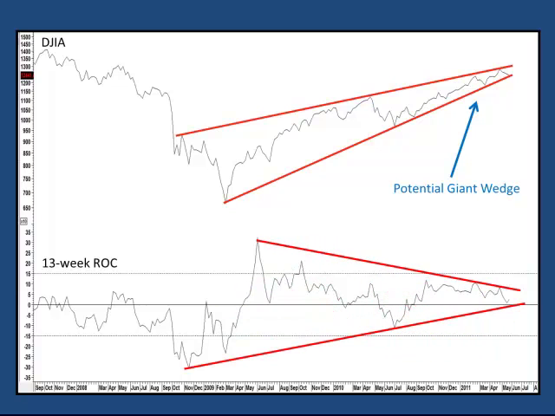With Shanghai leading the way, it's going to be interesting to see how the US market deals with this weakening global picture.